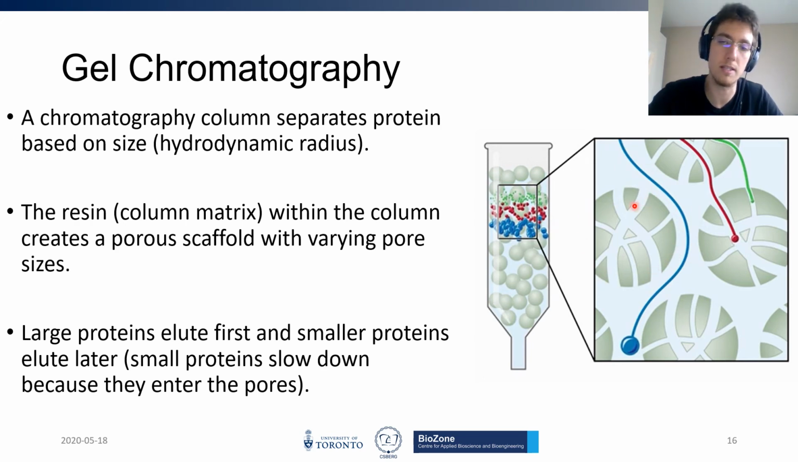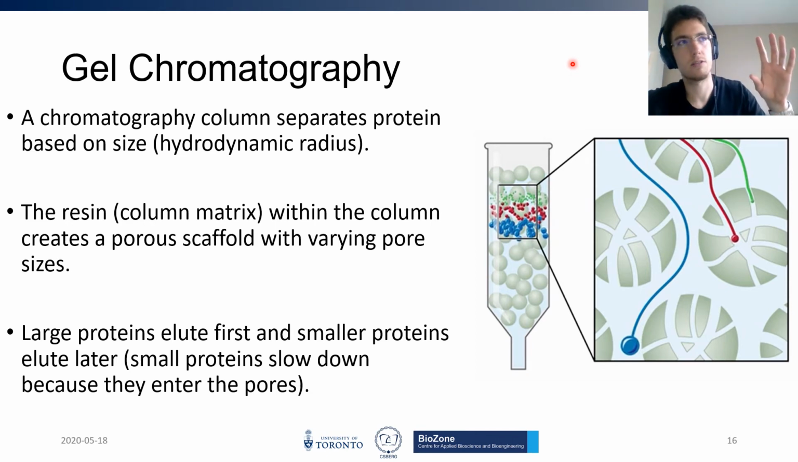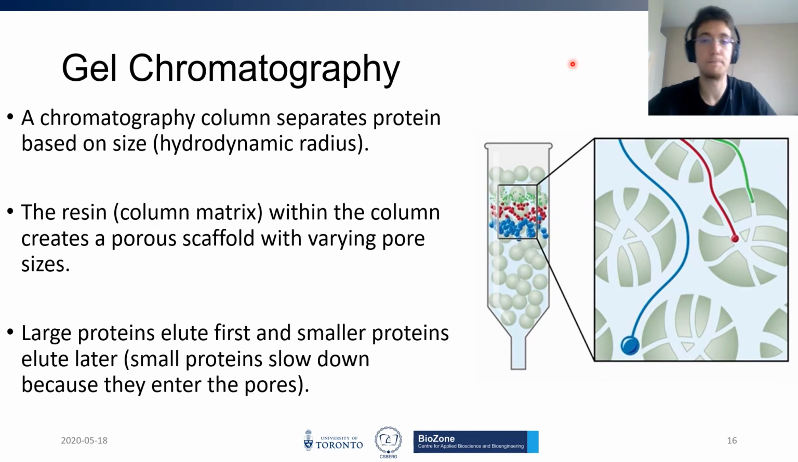Right? And notice how these little beads have different crevices on them. Some of the crevices are a little bit smaller, some of the crevices are a little larger. It's called a resin column matrix. And so what you're going to do in gel chromatography is essentially take this semi-pure sample that you have and run it through this second column, okay?